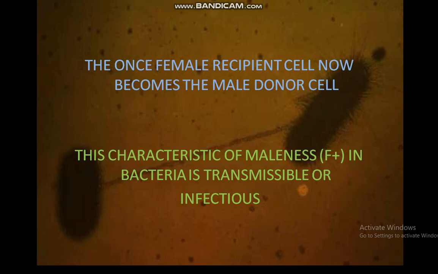Now the once female recipient cell becomes the male donor cell, because the plasmid was transferred from one to the other. This characteristic of maleness in bacteria is transmissible, like an infection.